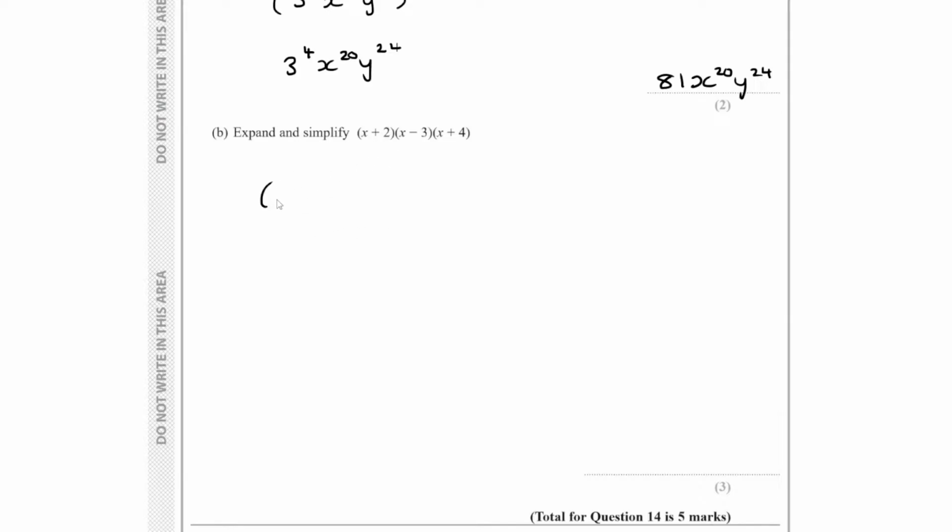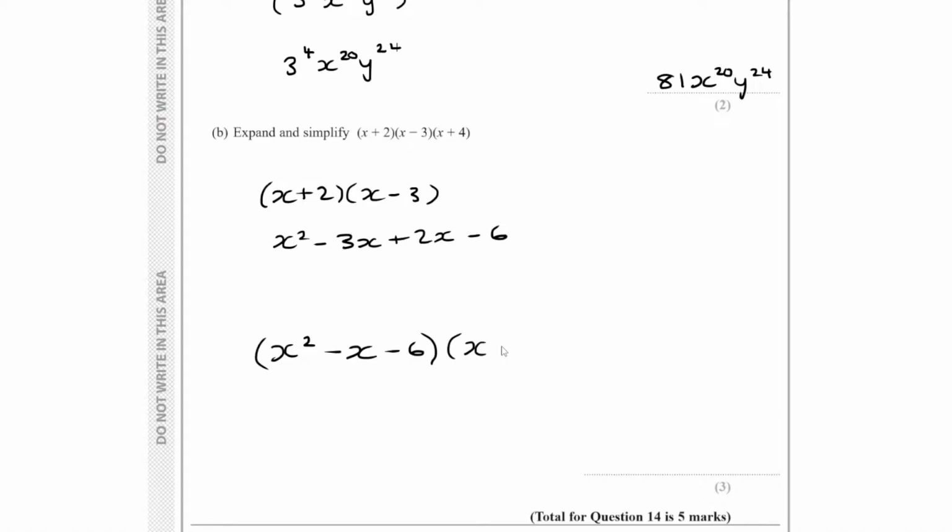So let's expand just the double brackets, the first 2, x plus 2, x minus 3, and then I'll bring back the third one afterwards. So that should give me x squared minus 3x plus 2x minus 6. Obviously simplify that first before you then multiply it by the other one. So I'm going to write it down here just to give myself some space. That would give me x squared minus x minus 6. Just be really careful of any negatives. And then I'll bring this one back.